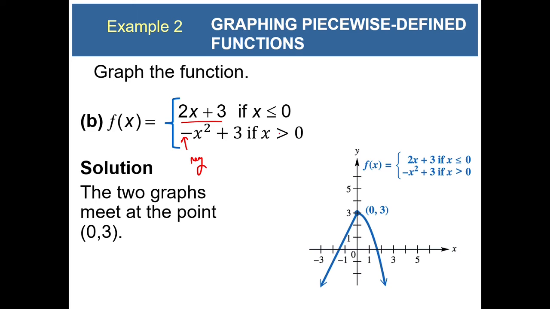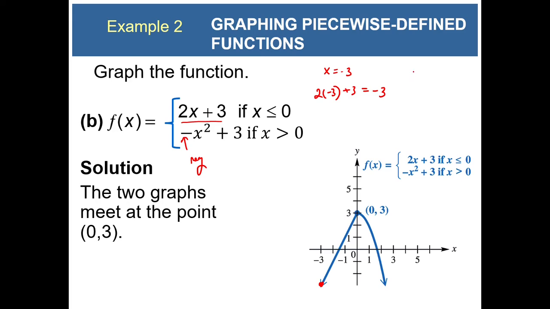Let's plug in some values. In the first case, we want to have values of x that are less than or equal to 0. I'll pick negative 3 as our first point. X equals negative 3. 2 times negative 3 plus 3 gives us negative 6 plus 3, which is negative 3. So when we plot negative 3, that value goes down to negative 3. So that's our very first point.